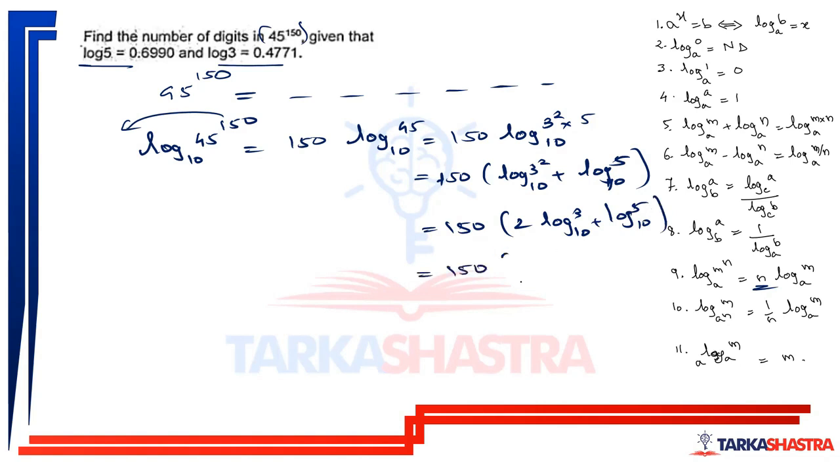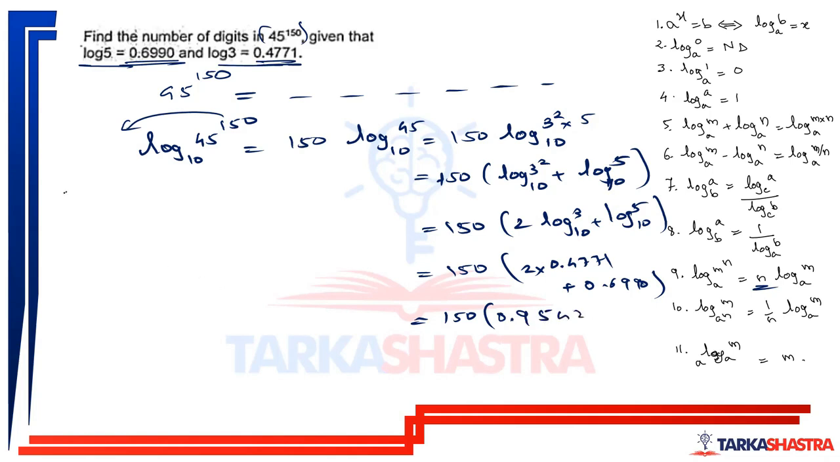Which is 150 into 2 into log 3 to the base 10, how much is that? 0.4771. Plus log 5 to the base 10, how much is that? 0.6990. What is this? 150 into 0.4771 will be 47's double is 94 and 71's double is 142. So 0.9542, something like that.